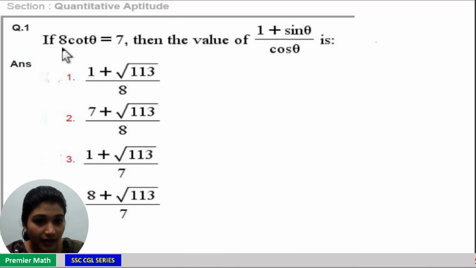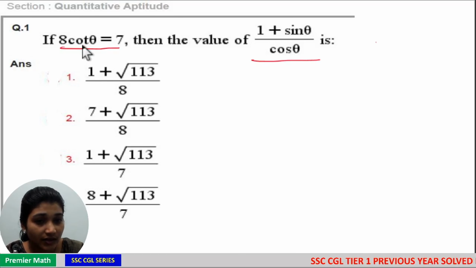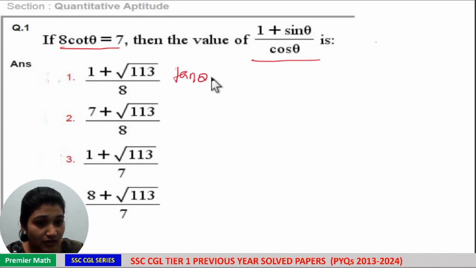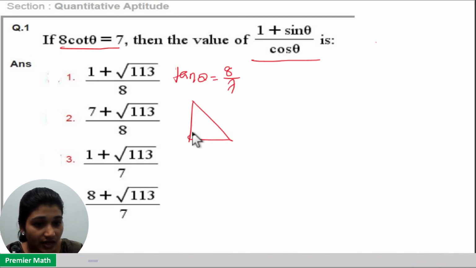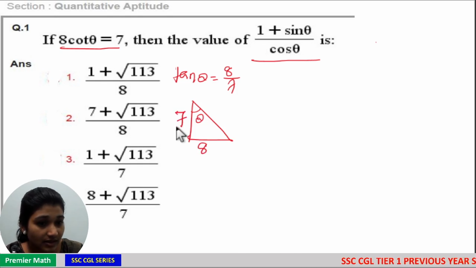If 8 cot theta is 7, then the value of (1 plus sin theta) divided by cos theta is. Here, cot theta is equal to 7 by 8, which means tan theta, the inverse of cot theta, is 8 by 7. Now draw a right angle triangle. Here, if this is theta, tan theta is opposite side by adjacent side, that is 8 by 7.